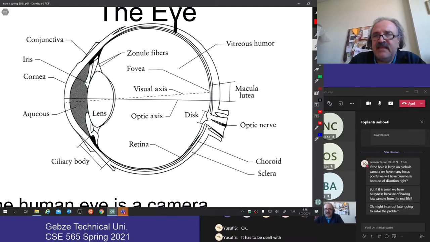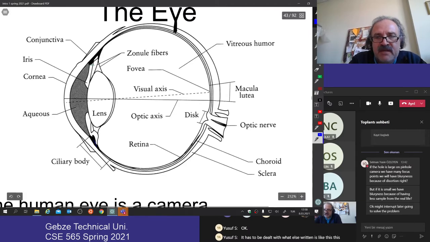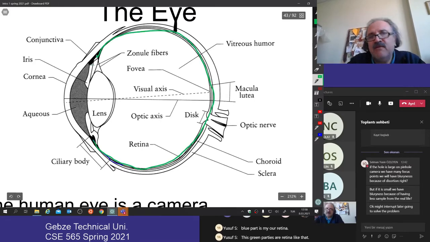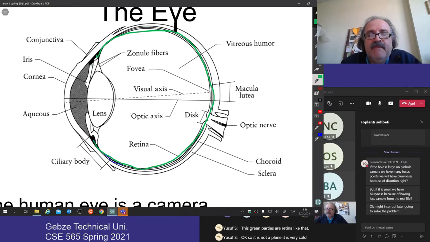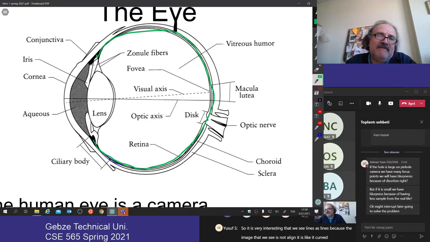What else? The retina is like this. This blue part is our retina. This green part is our retina, like that. So it is not a plane. It is spherical. So it is very interesting that we see lines as lines, because the image that we see is not a line. It is curved.